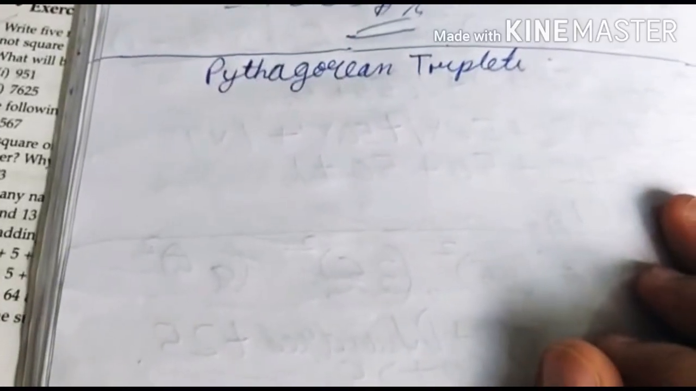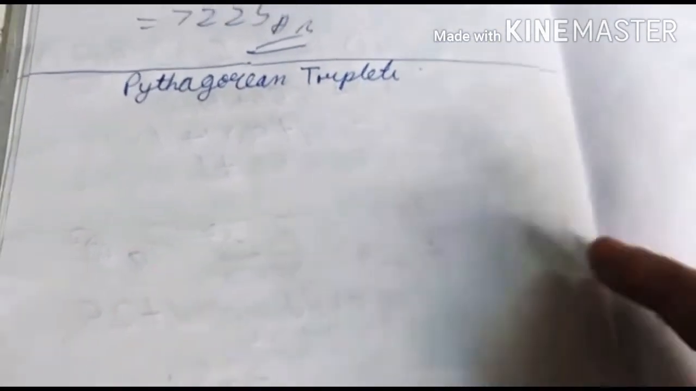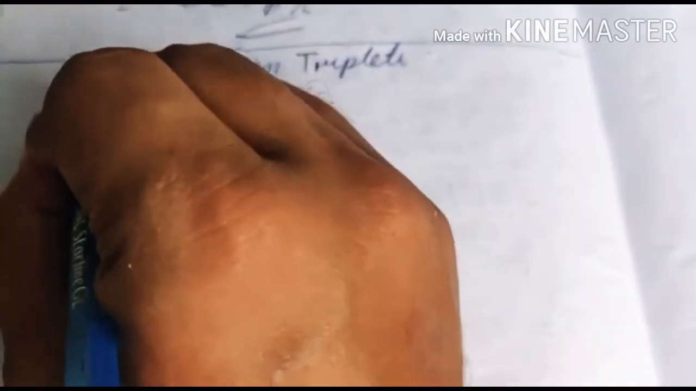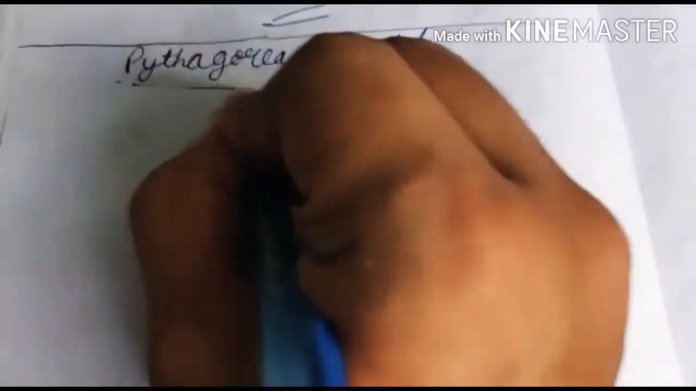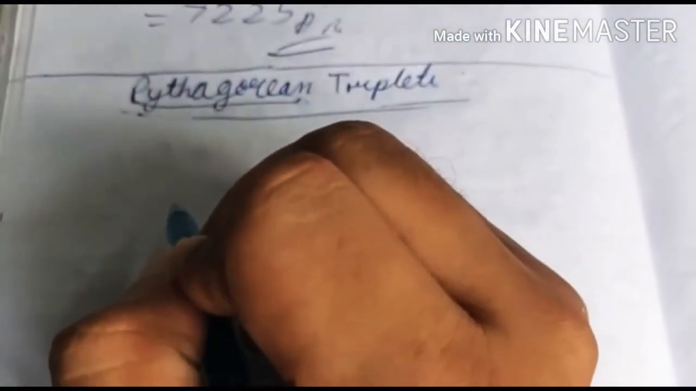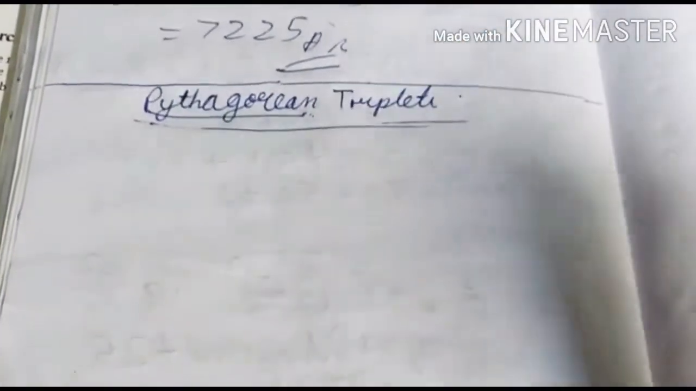Now our topic today is Pythagorean triplets. What is a Pythagorean triplet? If we want to know this topic, we should first know this Pythagorean. What does this mean? There is a Pythagoras theorem which is used in triangles. But what actually is it?